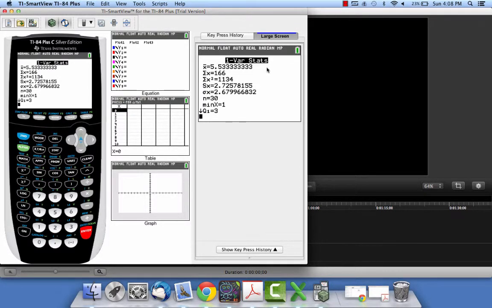And now I have the mean, standard deviation, all that same stuff about that list. Okay? So that's one variable stats.